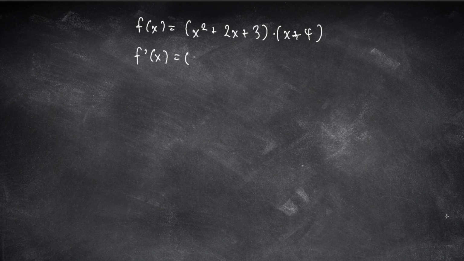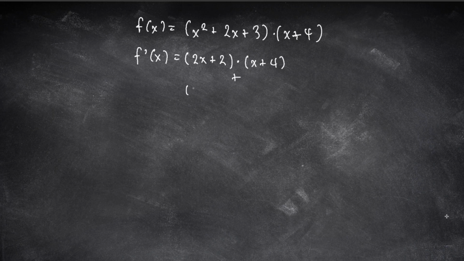Let's say f of x is equal to x squared plus 2x plus 3, multiplied by x plus 4. So the derivative of this: the derivative of our first one, the derivative of x squared is 2x, the derivative of 2x is 2, and the derivative of 3 is 0, so that's nothing. And then keep the second one the same.